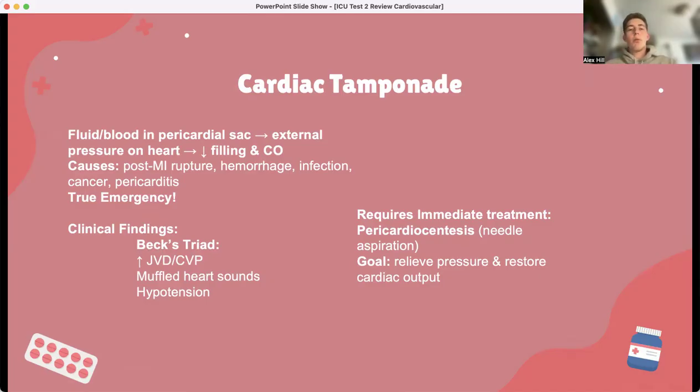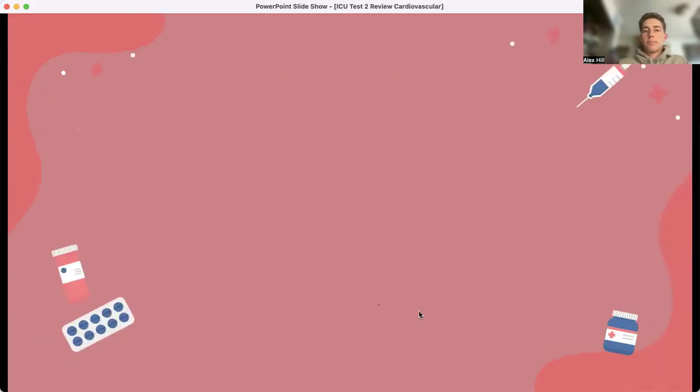Beck's triad, super important. You'll see the JVD, right? Because the fluid's backing up, you're not able to pump out. You hear muffled heart sounds, which makes sense because there's so much fluid, it's interrupting the sound waves, and you'll see hypotension for the same reason, you're not pumping out enough. So you'll do pericardiocentesis, you take the needle, go up, and then pull fluid out of the sac. I mean, we won't do that as nurses, but you'll want to know that that's what's going to be done.